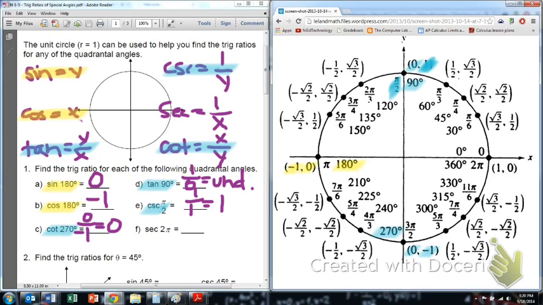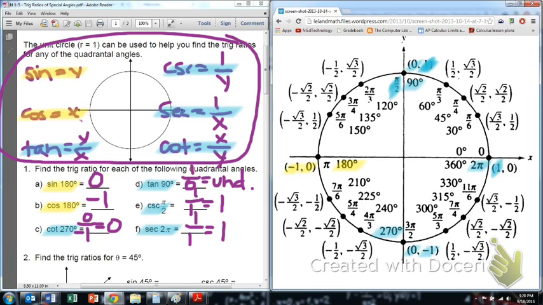And then the last one of these with the quadrantal angles, the secant of 2 pi. 2 pi is over here. Secant is 1 over the x coordinate. The x coordinate here is 1. So 1 over 1, or 1. All right. So these are going to be the new definitions of the trig ratios that we use when we talk about the unit circle, where we've changed the r in all of the ratios to 1.